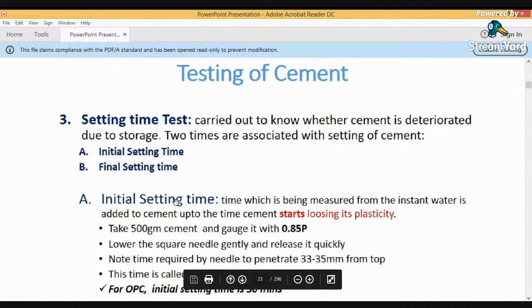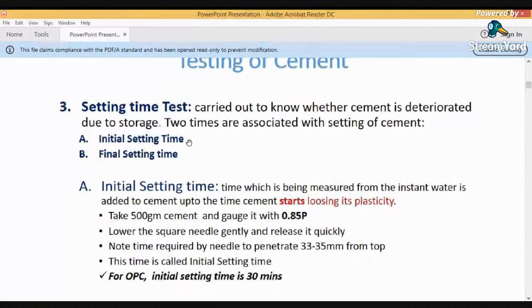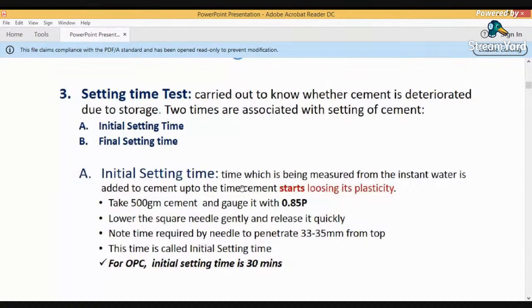Then after standard consistency, I told you, you have to do the setting time test. The setting time test is associated with two setting times. First you have to do the initial setting time of the cement, second the final setting time of the cement. So first we do the initial setting time. Setting time means the time when you add water into the cement, which you record, and the time at which the cement starts losing its plasticity; that time gap is called the initial setting time.